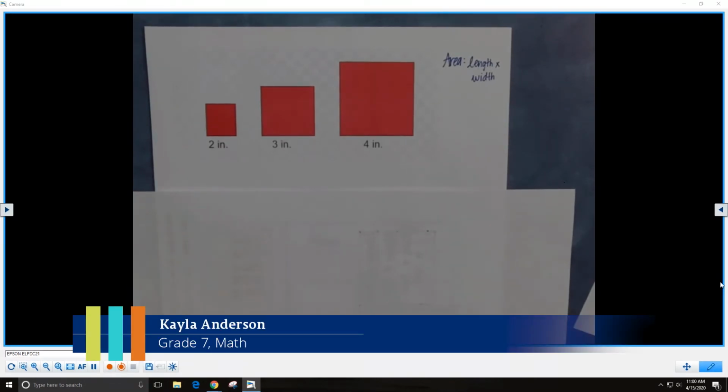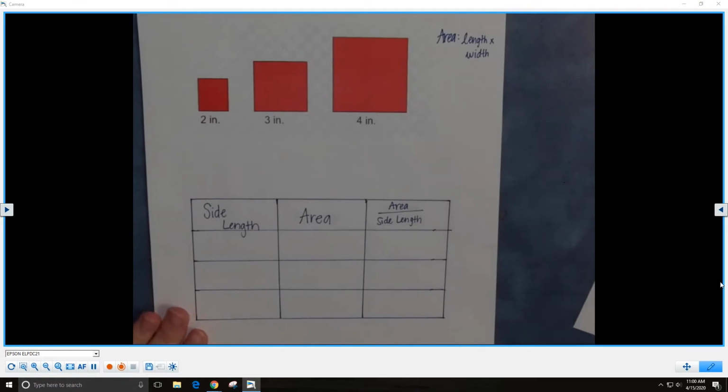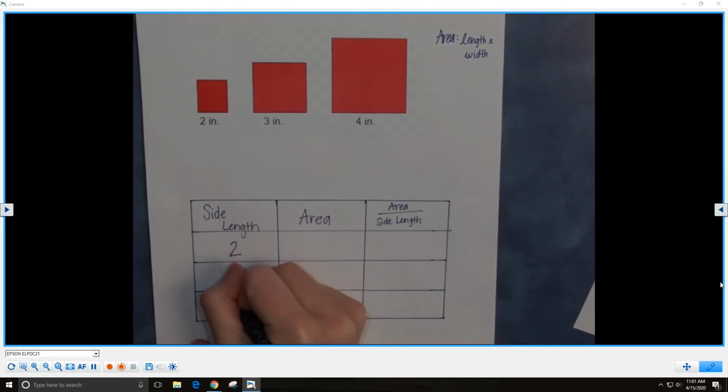We're going to compare the area and the side lengths of these three squares and then decide if the relationship between the area and the side length is proportional. So you see that one square has side lengths of 2 inches, one square has side lengths of 3 inches, and one square has side lengths of 4 inches. Let's make a table to organize this data. So here's my table. We've got the side length, the area of the square, and then we're going to create a ratio of the area to the side length. So let's record the side lengths, 2, 3, and 4, in inches.